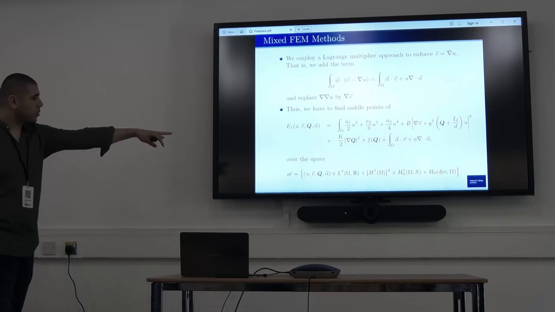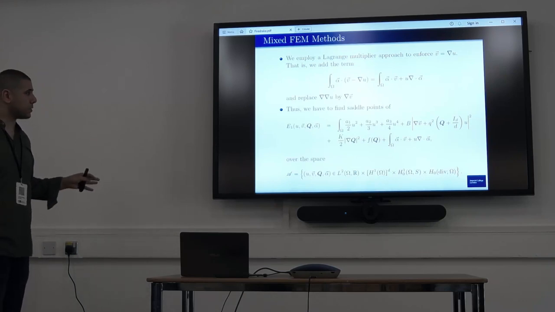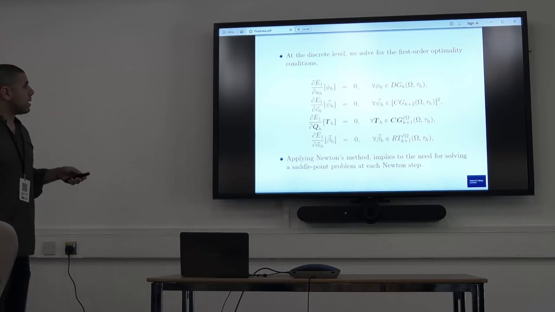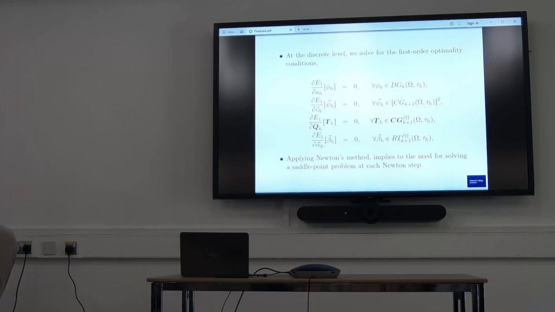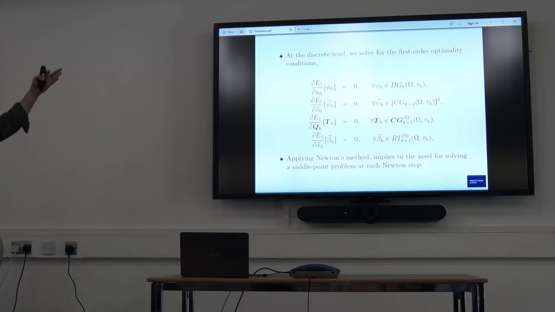These are the spaces we solve in, and we could prove that the inf-sup condition for this problem is satisfied. And now at the discrete level, we solve this nonlinear system. These are the first order optimality conditions with respect to some test functions. At the discrete level, we use DG_k, CG_{k+2}, CG_{k+1}, RT_{k+1} as conforming discretization of L2, H1, H1, and the Raviart-Thomas space. And again, at the discrete level, we could prove that this discretization is inf-sup stable.